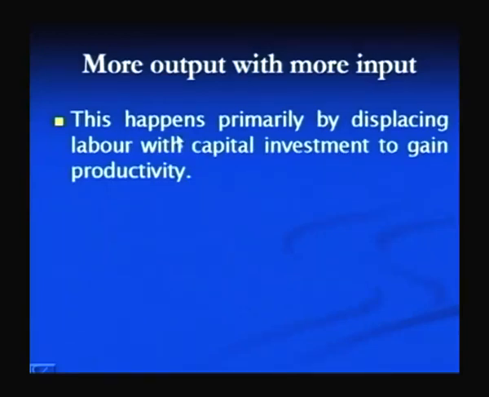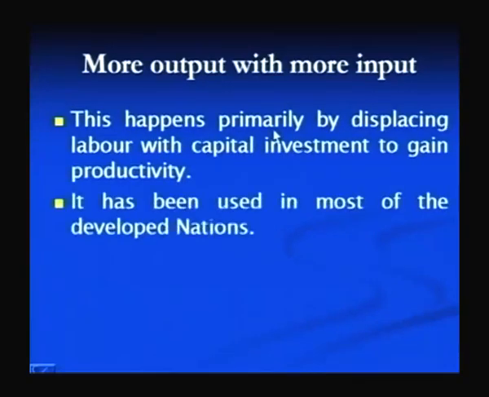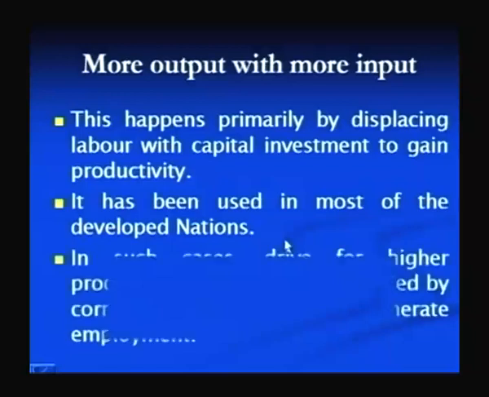And the third case, where more output is obtained with more input, is the case where the proportional increase in output is more for a given increase in input. That is achieved particularly by capital investment, by installing high-capacity machines or by going through automation. So this helps to increase productivity and to make a greater quantity of goods available, and this is a very effective way of increasing productivity, particularly in the advanced nations.